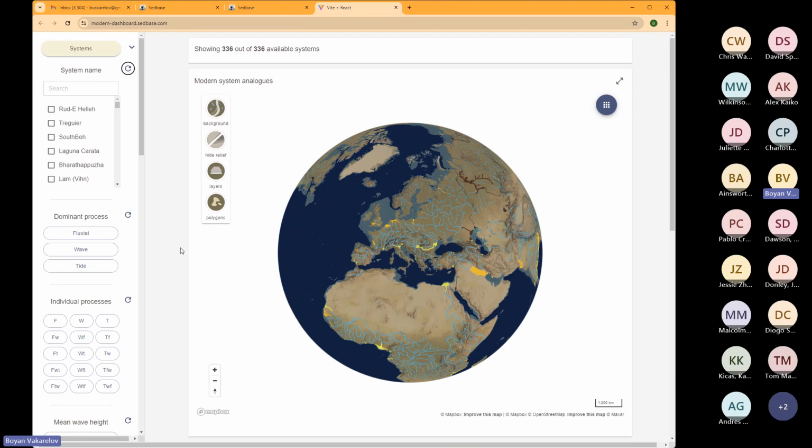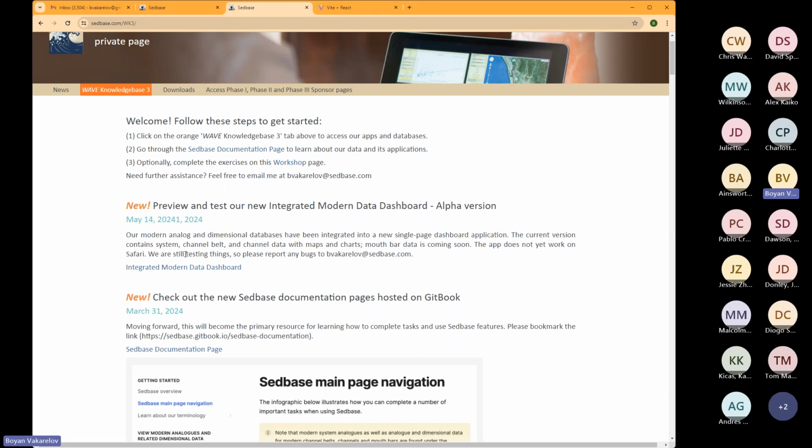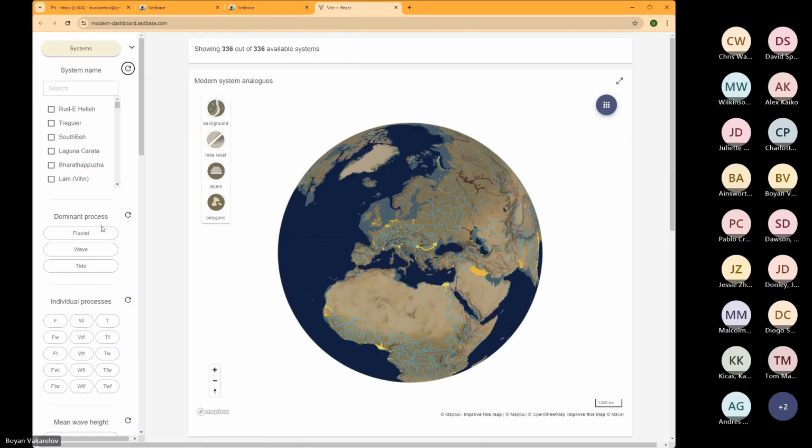So at the moment, once you click on this button, Integrated Modern Dashboard, a page would open up which has a number of components to it. Now, this is an example of a single page application. Most of the modern web applications that you use are built in that way. So we don't have separate pages anymore. Everything seamlessly works together.